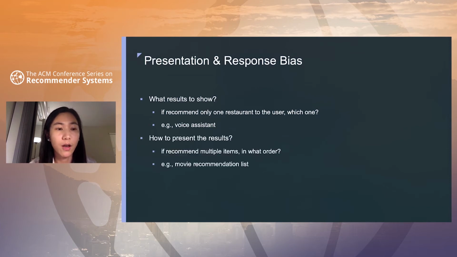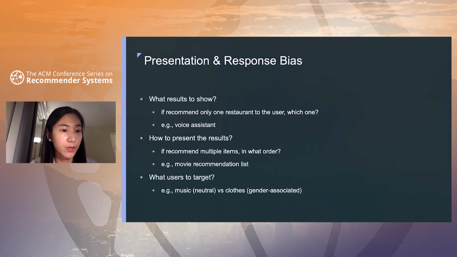The second question is how to present the results. For instance, the system is trying to recommend a list of movies. So in what order should these movies be organized? Apparently, the movie that is presented at the highest position or the most obvious position on the web page will attract more attention.